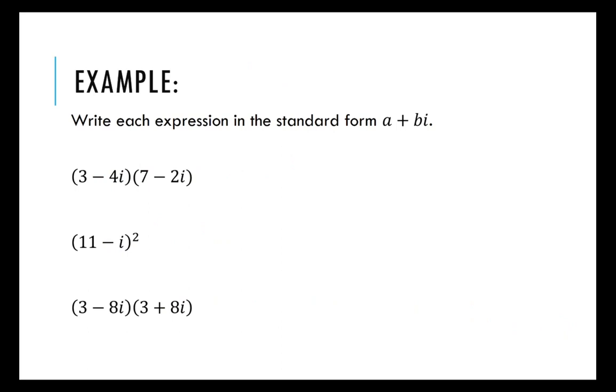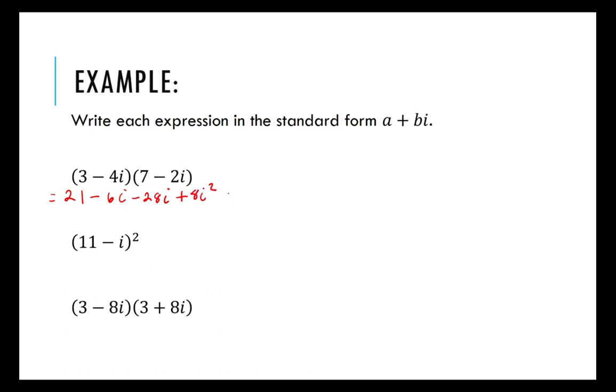More multiplications. If I have 3 minus 4i times 7 minus 2i, and just treat it as binomial multiplication, that is, use the double distributive property, or if you would rather call that FOIL in this case, that's fine. 3 times 7 is 21. 3 times negative 2i is negative 6i. Negative 4i times 7 is negative 28i. And then negative 4i times negative 2i is positive 8i squared.